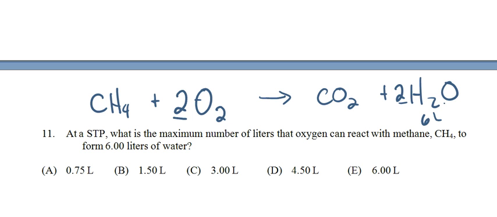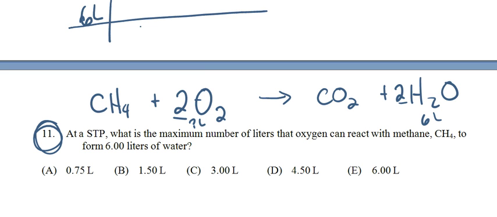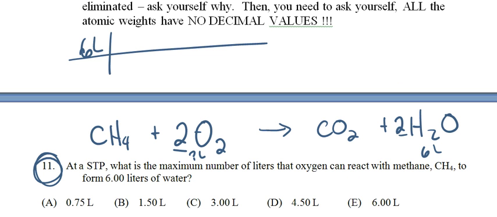So we have 6 liters, and we're looking for the maximum number of oxygen. Now again, notice what I'm doing here. I'm using up a lot of time. This definitely would be one that I would circle and come back to. But since we're doing it, let's finish. So we start off with what we know. 6 liters of water.